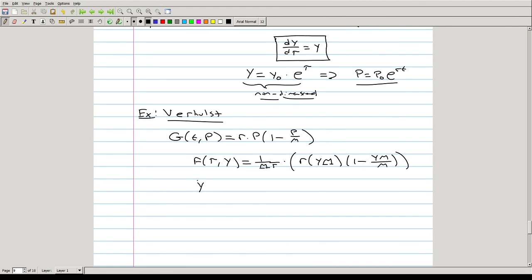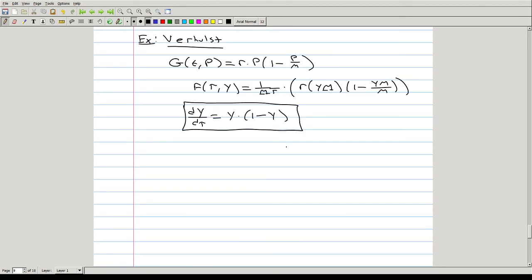So you get dy d tau is equal to, well, the m's here cancel out, the r's here cancel out, and you just have y times 1 minus y, which is the non-dimensionalized form of the Verhulst equation, which is, I would say, a much nicer differential equation to solve. In fact, you can go through and do that, and this is done in the book.